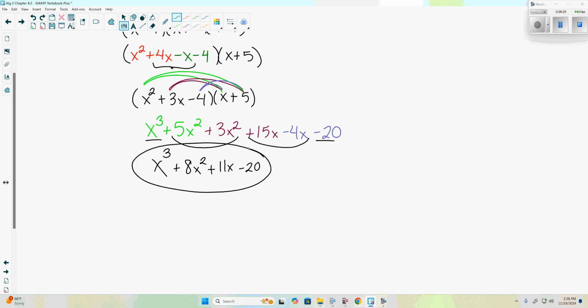Questions on this here? Is this really any different than what we did earlier? No, it's the same thing. We just do one set, then do the second set. Questions on any of this here? Do we need to see another example of multiplication?